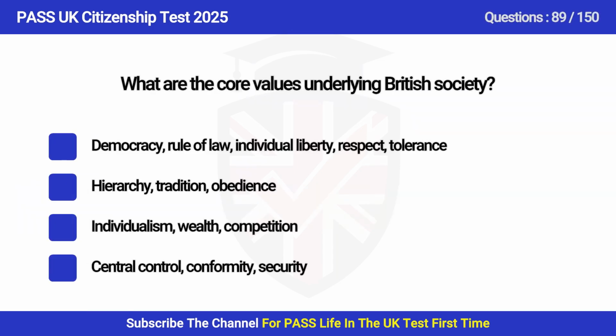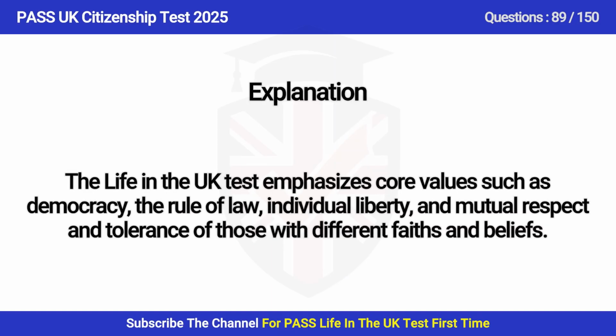Question 89. What are the core values underlying British society? A. Democracy, rule of law, individual liberty, respect, tolerance, B. Hierarchy, tradition, obedience, C. Individualism, wealth, competition, D. Central control, conformity, security? Answer is A. Democracy, rule of law, individual liberty, respect, tolerance. The Life in the UK test emphasizes core values such as democracy, the rule of law, individual liberty, and mutual respect and tolerance of those with different faiths and beliefs.